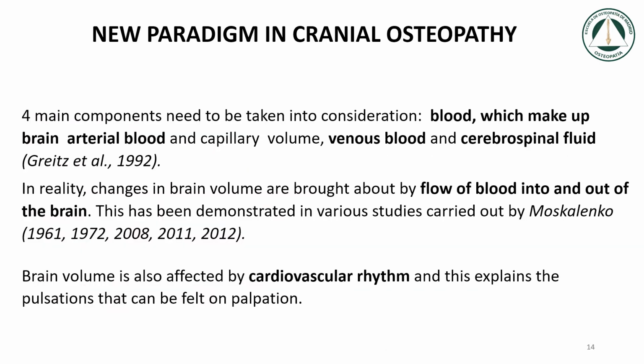4 main components need to be taken into consideration: blood, which makes up brain arterial blood and capillary volume, venous blood, and cerebrospinal fluid. Changes in brain volume are brought about by flow of blood into and out of the brain. This has been demonstrated in various studies carried out by Moskalenko and others. Brain volume is also affected by cardiovascular rhythm, and this explains the pulsations that can be felt on palpation.